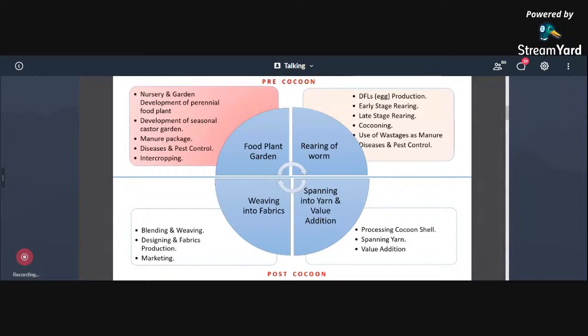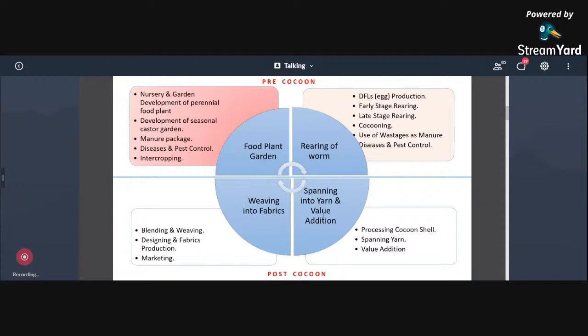Rearing of worm also has several types of scientific activities like DFL, that means egg production. DFL means disease-free layings, early stage rearing, late stage rearing, cocooning, use of wastage as manure, disease and pest control. So these are all scientific things and technologies. But since the farmers are not adopting agriculture in a commercial way, they are rearing in a small quantity.